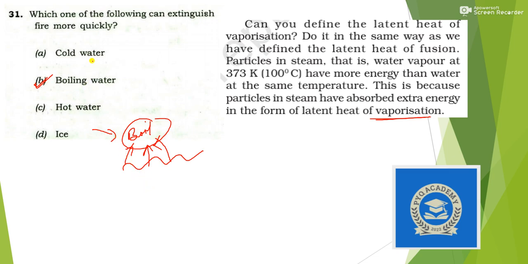But at the same time, cold water or hot water or ice water has less latent heat of fusion or vaporization. So this will extinguish the fire, but not as quickly as boiling water will. It was a very tricky question. Please learn this answer. This question can be repeated in other exams.